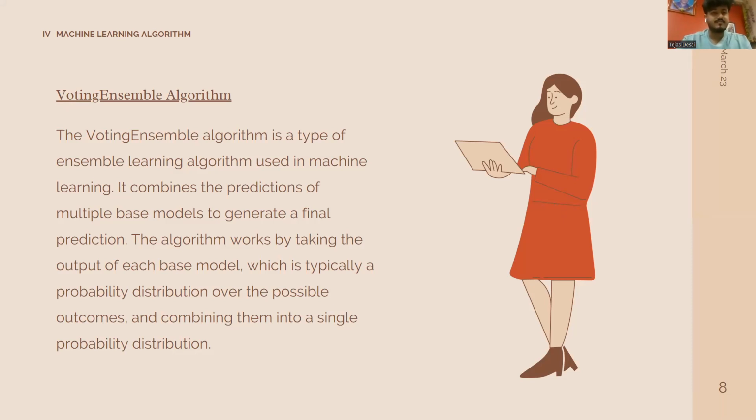The main advantage of the voting ensemble algorithm is that it can improve the accuracy and robustness of the final prediction by reducing the impact of individual base models that may be biased or have high variance. Additionally, it can help to reduce overfitting by combining the predictions of multiple models.